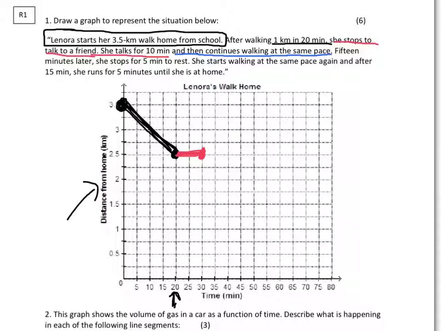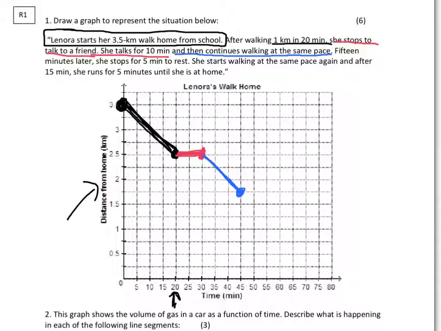The same pace is essentially the same slope or rate of change. Her original pace over here in black, she was going down 1 and to the right 1. So she'll continue in that way, and there we go. After 15 minutes at the same pace, she's now 45 minutes into her trip, and she's still got about 1.75 kilometers left.